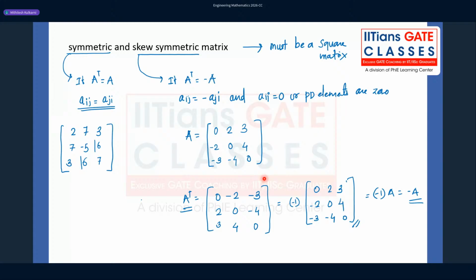So that's why, for a skew symmetric matrix, Aij is equal to minus Aji. And another important point is that principal diagonal elements are 0. Principal diagonal elements are 0 in case of a skew symmetric matrix. In case of a symmetric matrix, you can have any principal diagonal element, not necessarily 0. Non-zero elements are also okay.